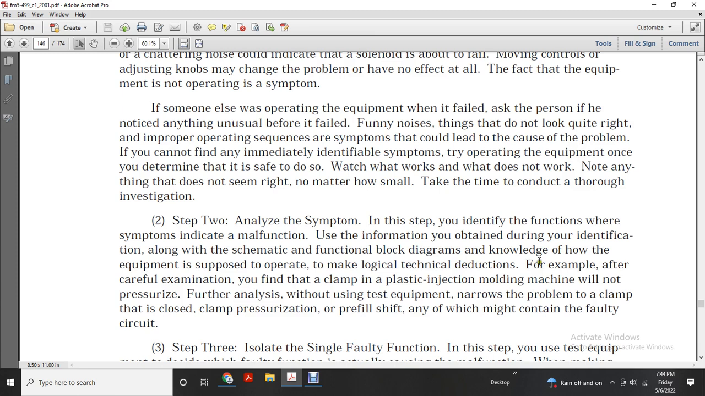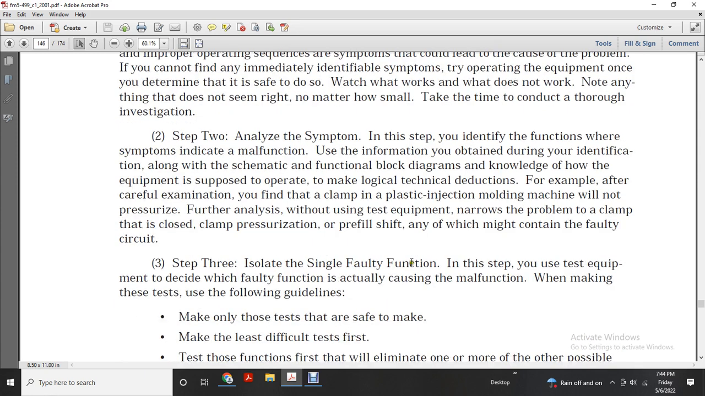Make logical technical deductions. For example, after careful examination, you find that the clamp of a plastic injection molding machine will not pressurize. Analyzed without using test equipment, this narrows the problem to the clamp closed circuit or the clamp pressurization circuit. Any of the other functions might contain the faulty circuit.